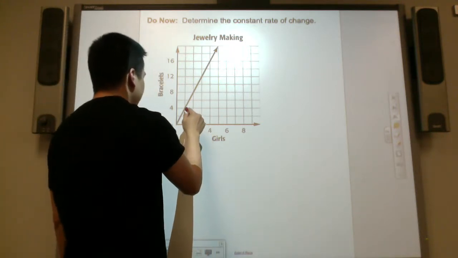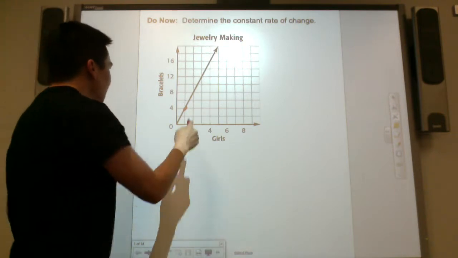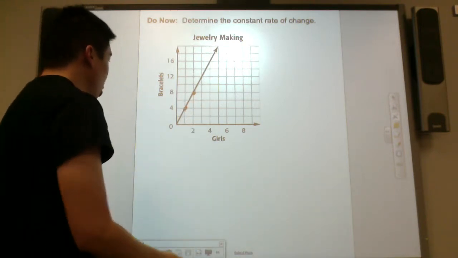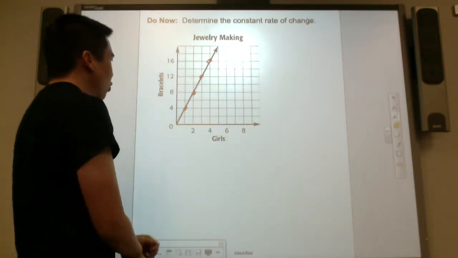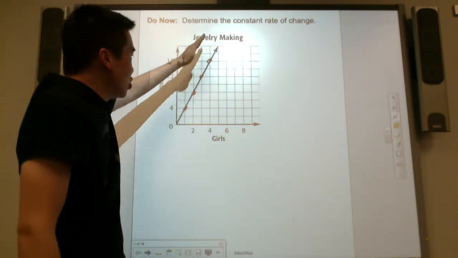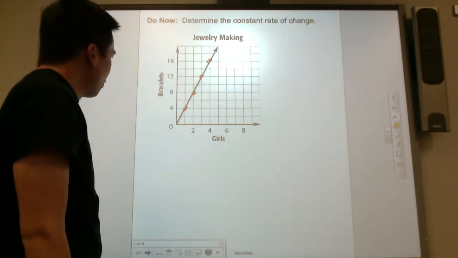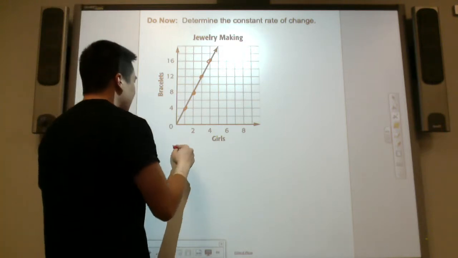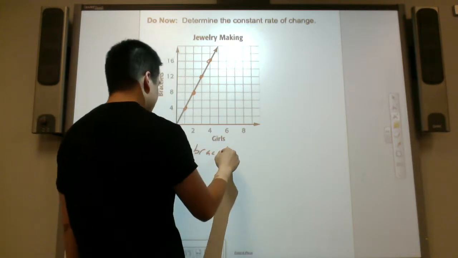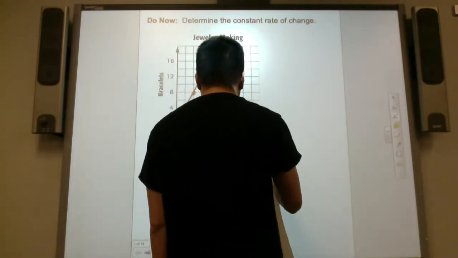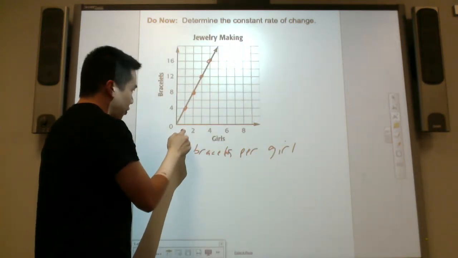So it seems like there are 4 bracelets for 1 girl, 8 bracelets for 2 girls, 12 bracelets for 3 girls, 16 bracelets for 4 girls. Is this steadily changing at a constant rate? It's very steady. So from what I can tell, I think there are 4 bracelets per girl. There's just 4 bracelets for every girl.